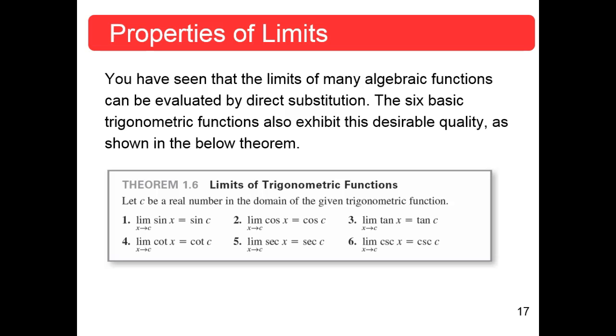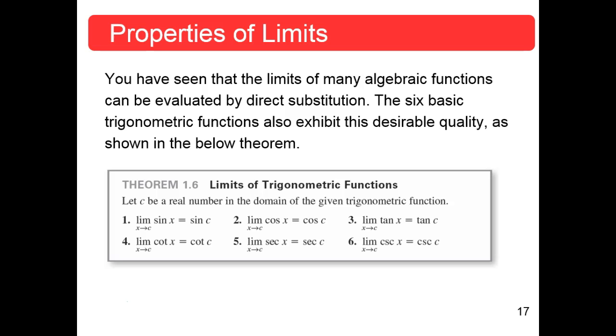So sine and cosine, any real number will work. So let's see what the limits are. Boy, these are surprising, aren't they? Limit as x approaches c of sine x is sine c. Limit as x approaches c of cosine x is cosine c. Limit of tangent x as x approaches c, as long as it's defined, is tangent c. Yeah, you just plug them in. I'm glad they put this big thing here.